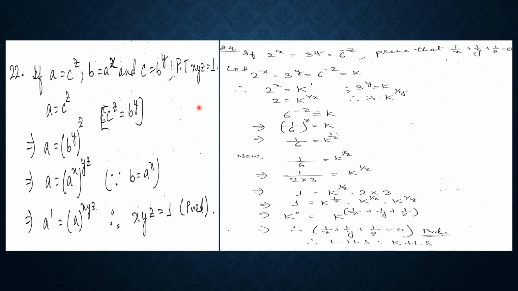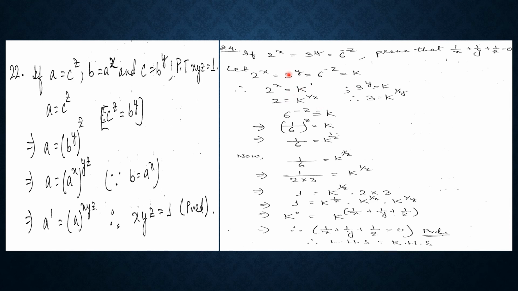Next, let us go to question number 24. Here we have if 2 to the power x is equal to 3 to the power y, which is equal to 6 to the power minus z, we have to prove that 1 by x plus 1 by y plus 1 by z is equal to 0. So I'm assuming that 2 to the power x, 3 to the power y and 6 to the power minus z are all equal to k. So I can write 2 to the power x is equal to k.